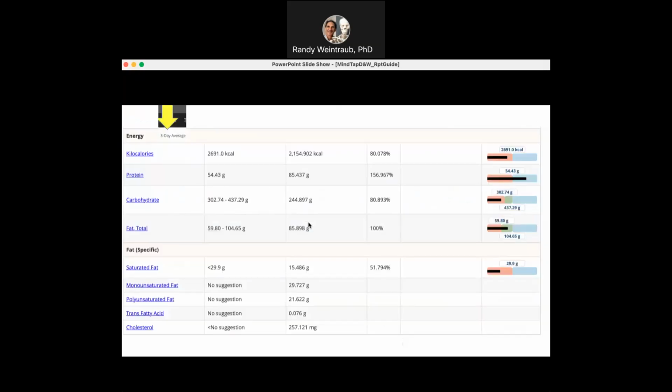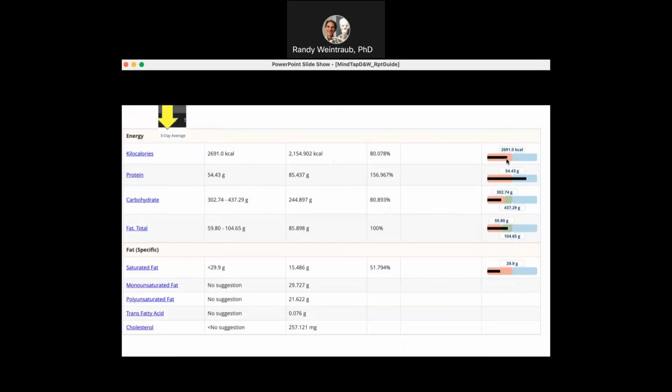And here's some of the results. This was from my input. You can see here energy. It has the kcals, protein, carbohydrate, fat, and in one column it has the DRI, that's the recommended, and then the actual. And over here on the right is a nice graphic showing how well I did.